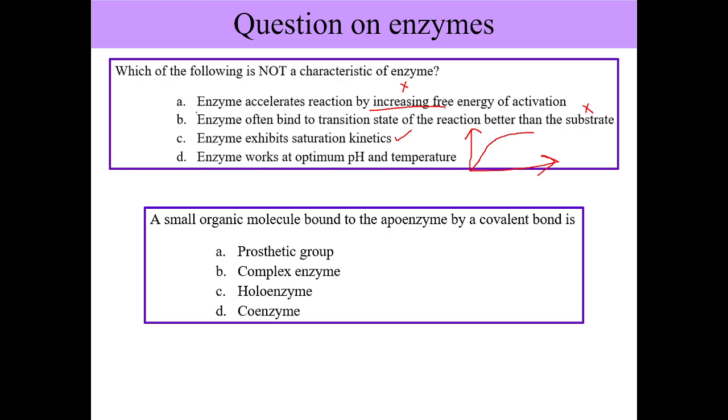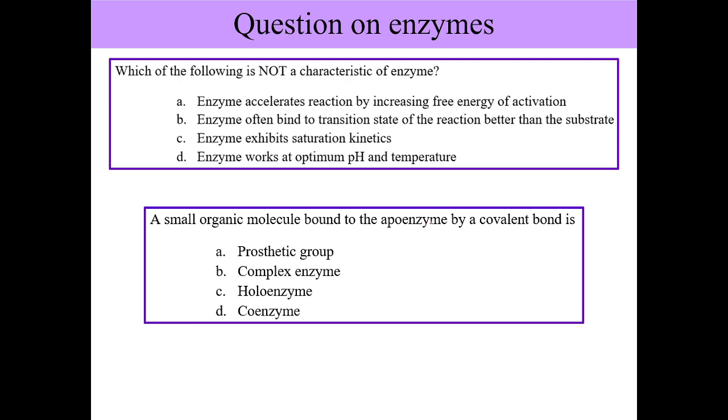Enzyme works best at optimum pH and temperature. That is also true. So this is correct and this is definitely not correct, and so this A should be the right answer. Enzymes often bind to the transition state of the reaction better than the substrate. This is also possible. So then the right answer would be A.